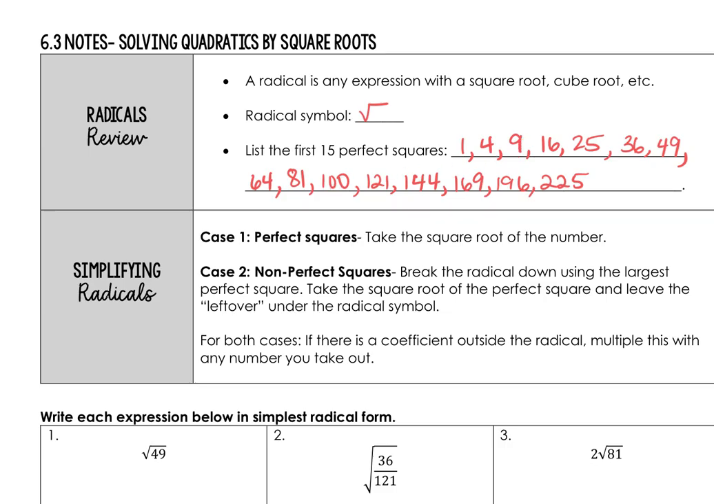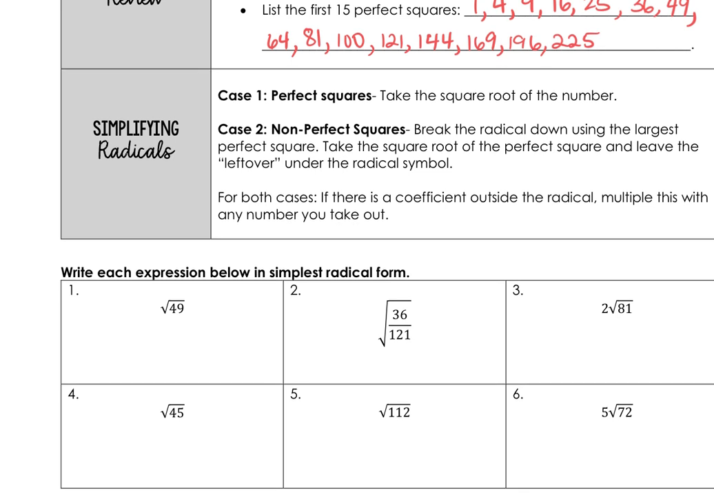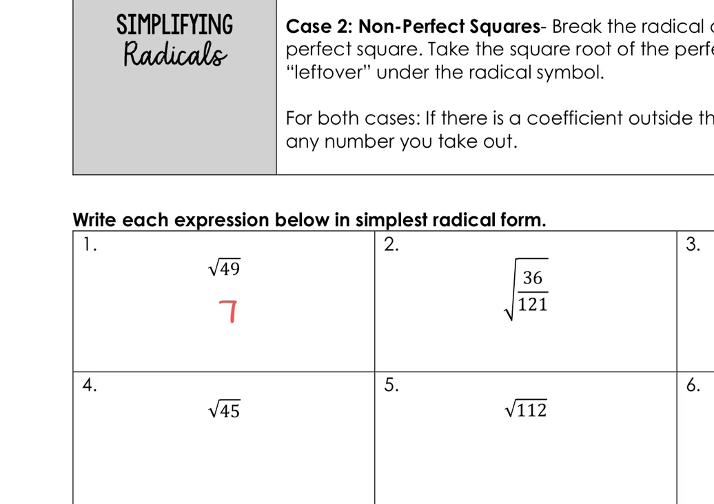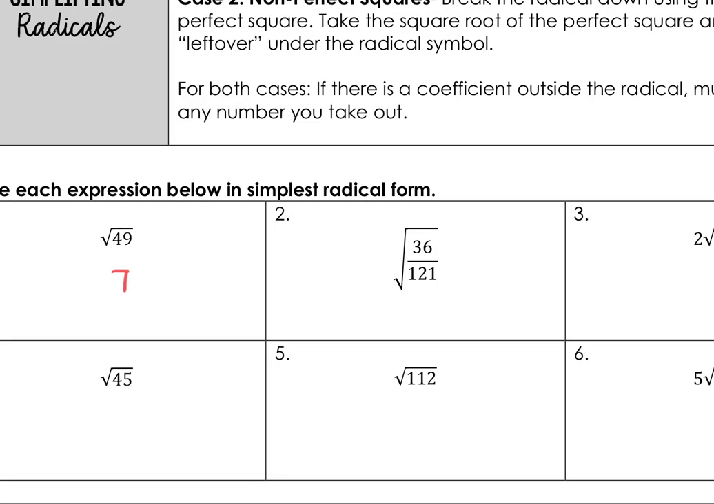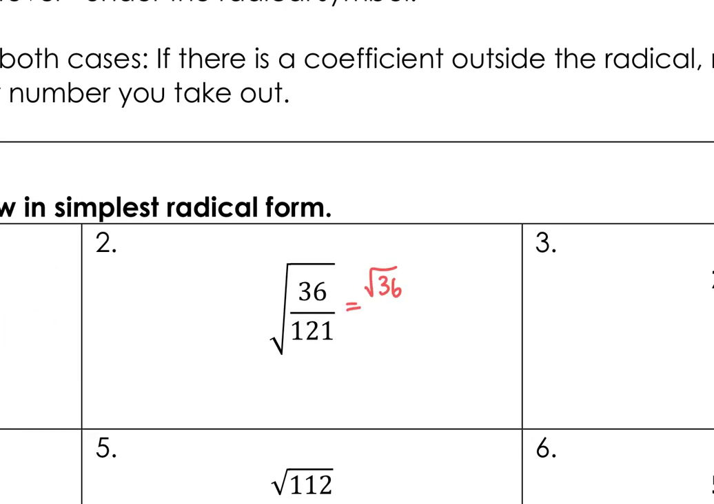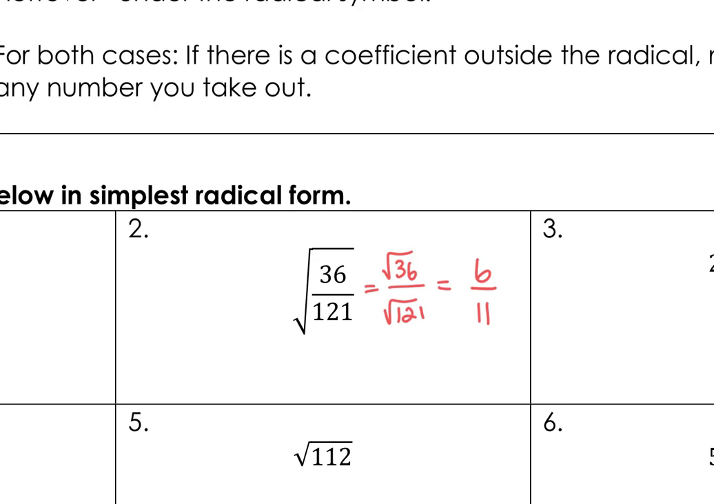So if you look at number 1, I have the square root of 49. 49 is a perfect square, so the square root of that is 7. Number 2, I've given you the square root of 36 over 121. When we have a fraction underneath that radical sign, you're essentially just taking the square root of the numerator and the denominator. In this case, we can simplify that because both 36 and 121 are perfect squares. So the square root of 36 is 6, and the square root of 121 is 11. So that would simplify to 6 over 11.